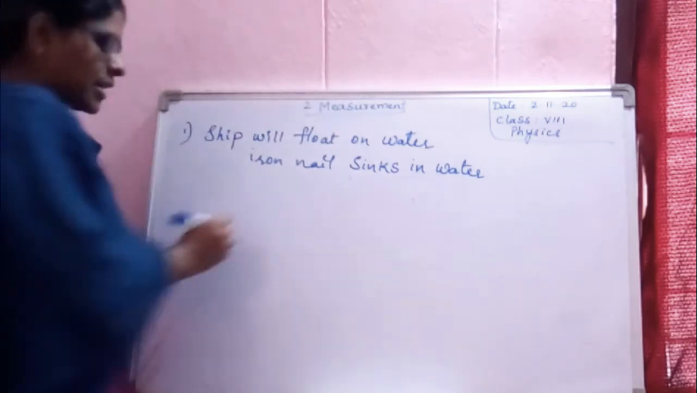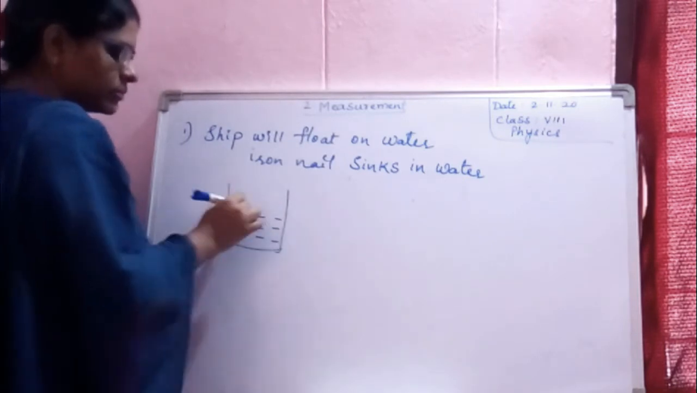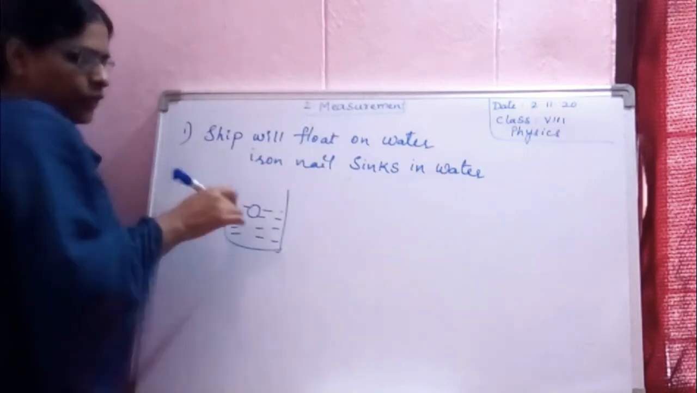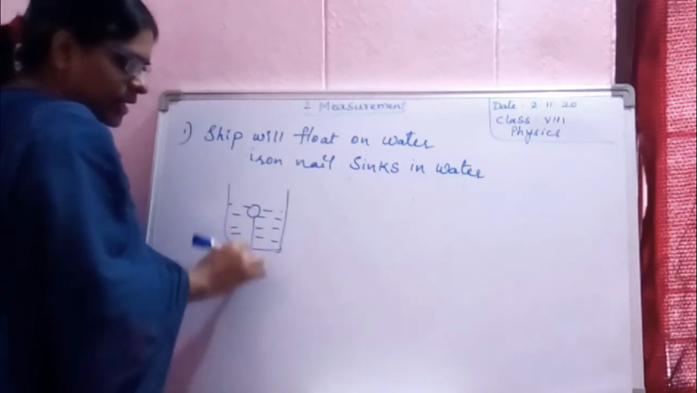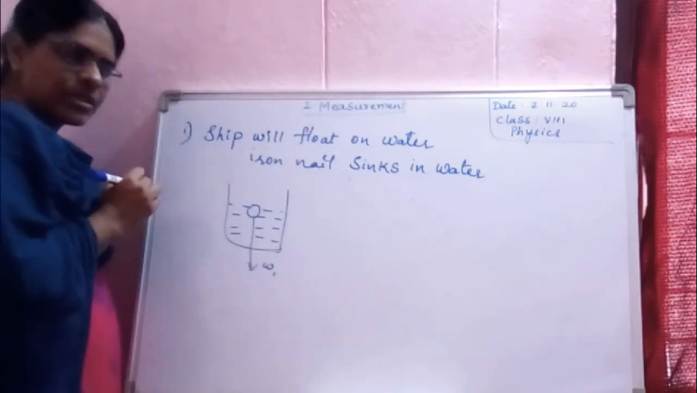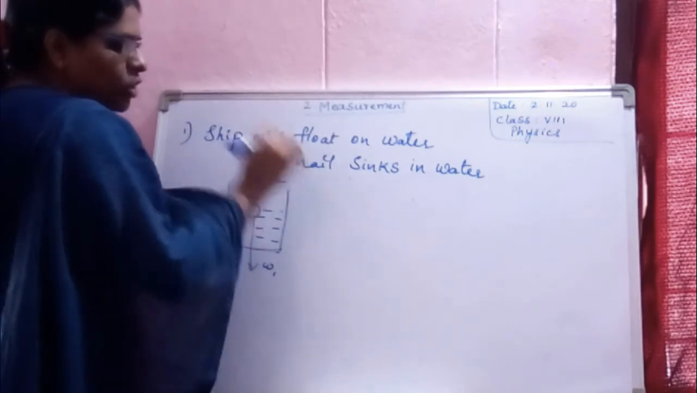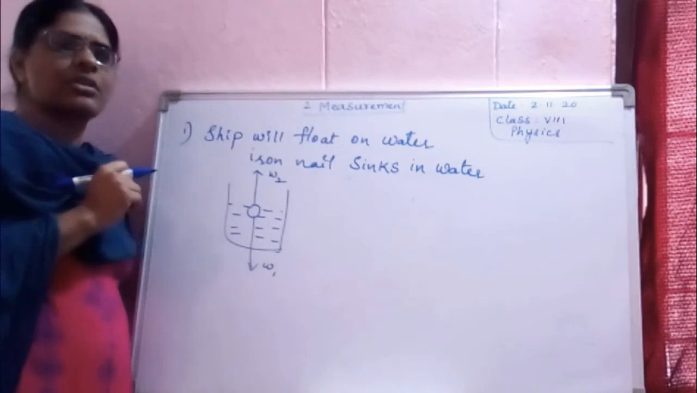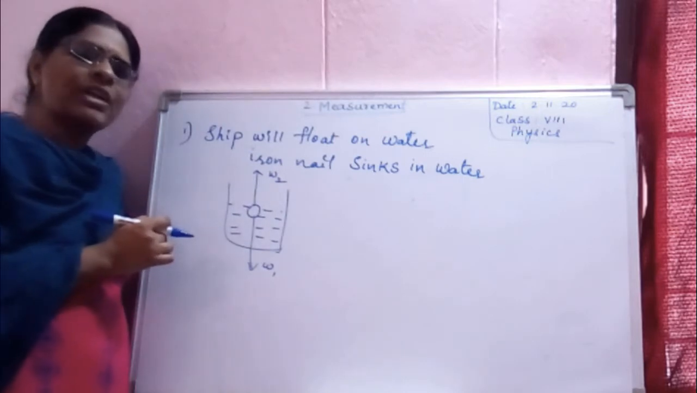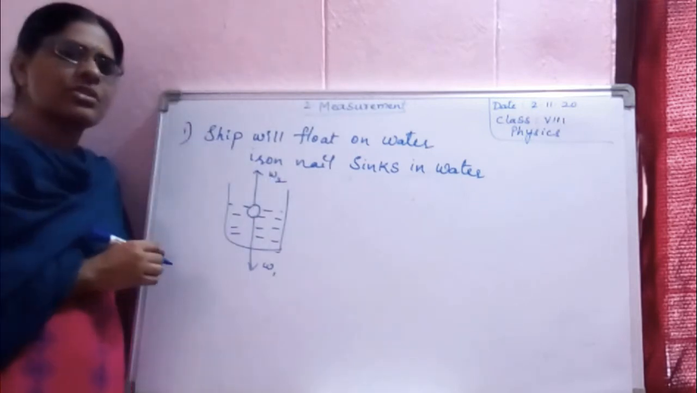Here we have studied, whenever an object, any object like a stone or a wood, if you are dropping it inside the water, its weight is acting downwards, whereas there will be an upward force. We called it as buoyant force. Do you all remember this? The upward force, or we call it as buoyant force or upthrust force.